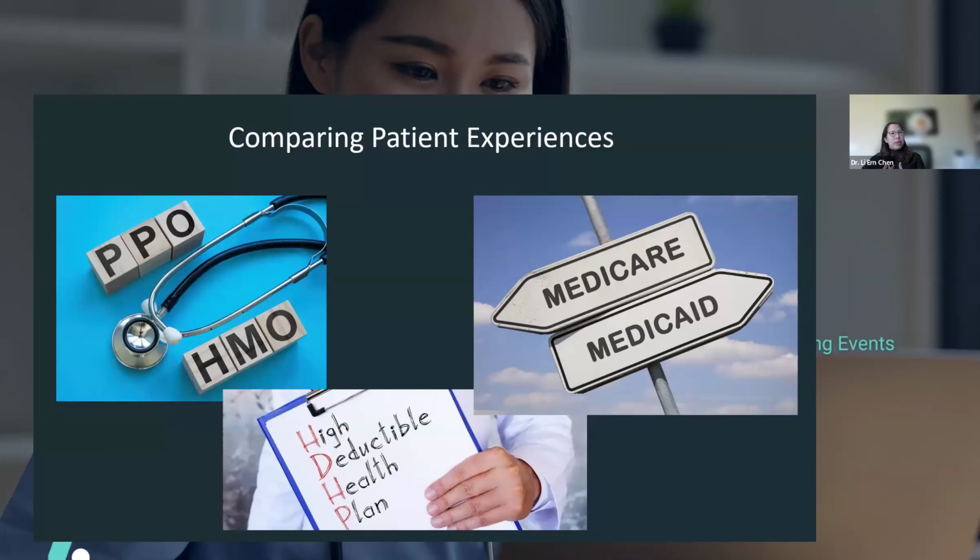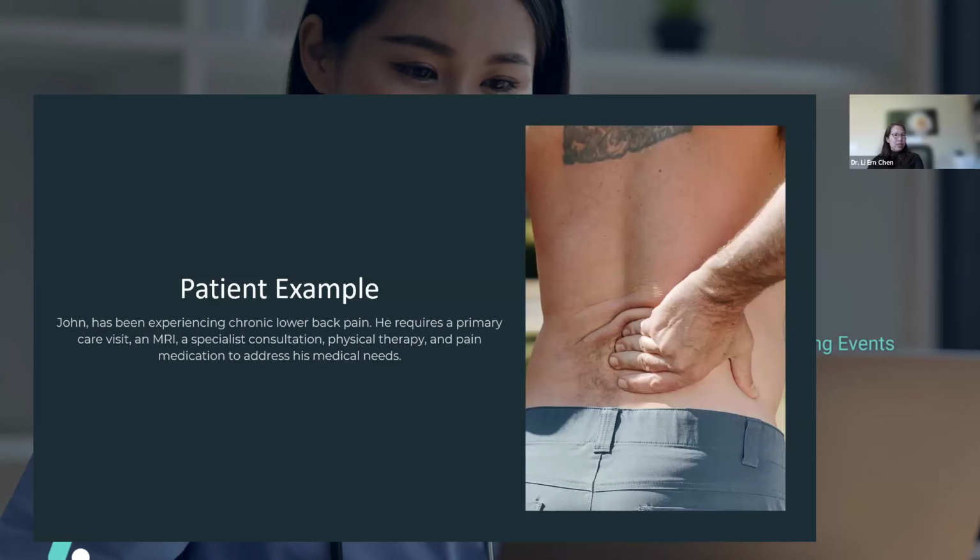So as I promised, we're going to walk through a patient experience. We're going to take a single patient and walk through these different types of insurance to see how their care journey would look if they have these different insurances. So our patient today is John. John doesn't have an age here because I want him to be eligible for Medicare, as well as the commercial plan. So just think of John as someone who's experiencing chronic lower back pain.